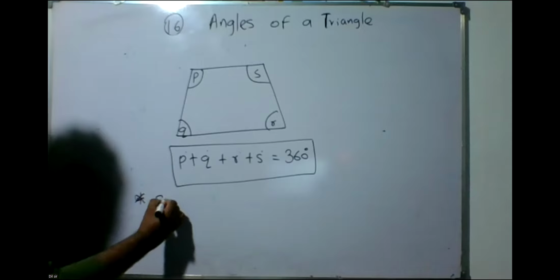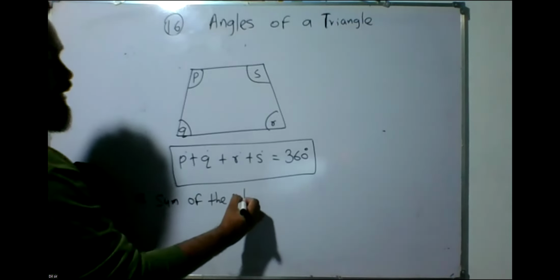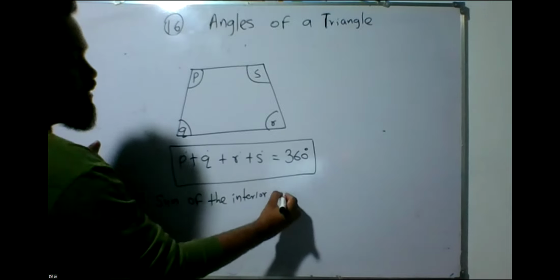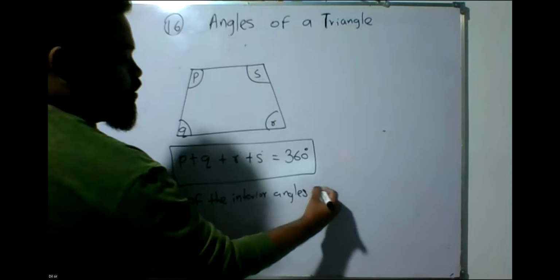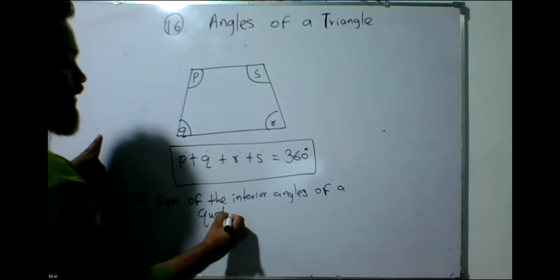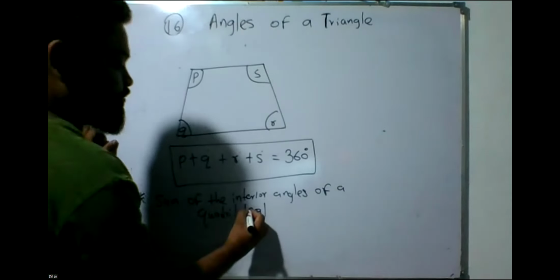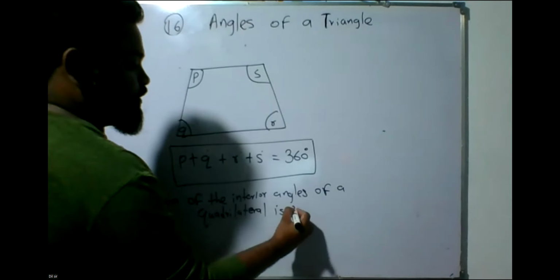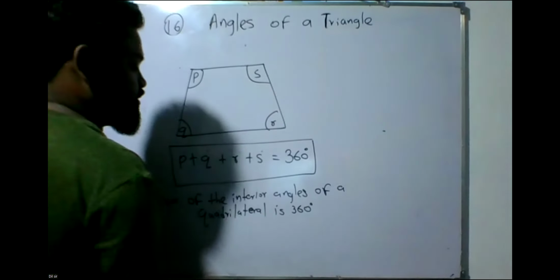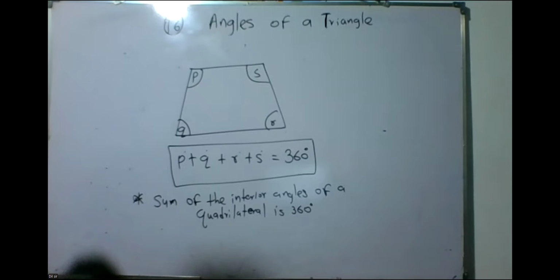Star mark. Sum of the interior angles of a quadrilateral is 360 degrees.